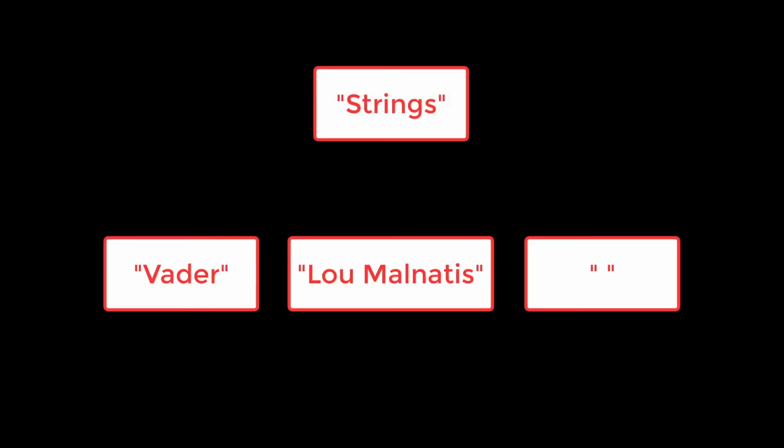Today, we're going to learn about strings. A string is any type of character inside of quotation marks. These characters can be letters, numbers, emojis, symbols, anything, as long as it's encapsulated by quotation marks. Notice here, there are our three examples of strings. We have on the left side Vader, and we have Lou Malnati's, which is a place, and we have a blank space inside quotation marks. In Swift, strings usually show up red.